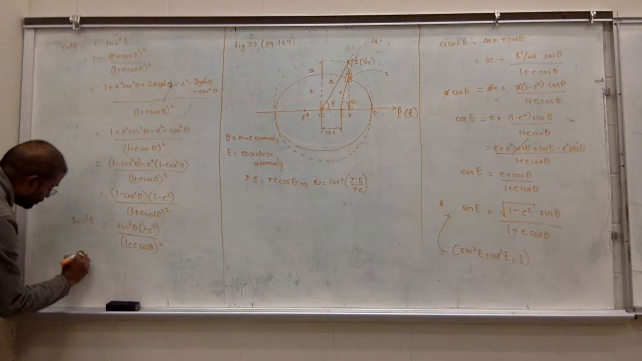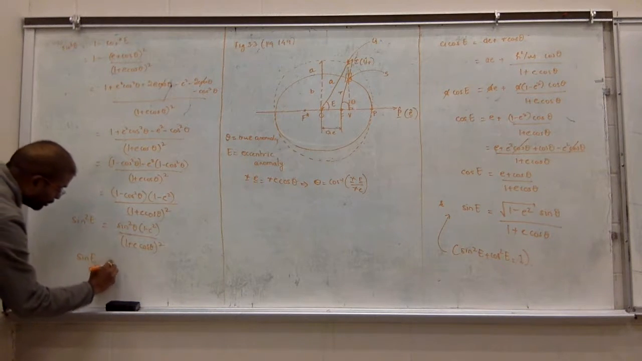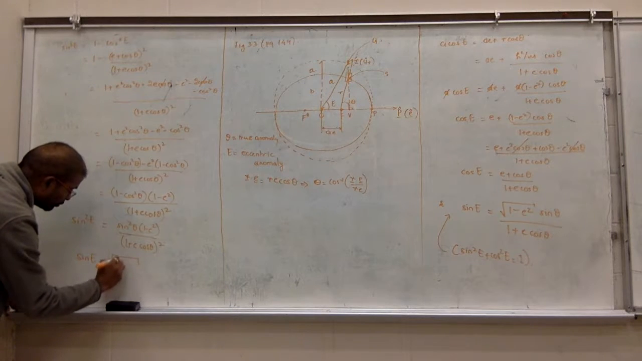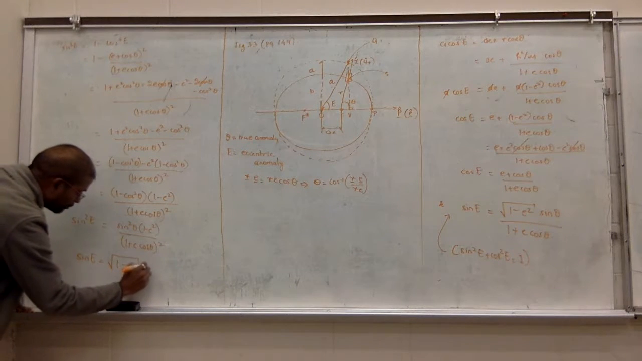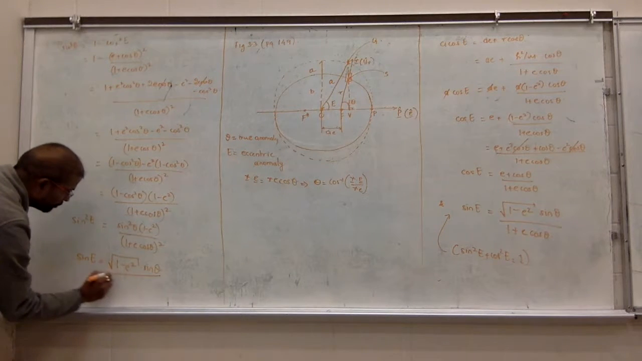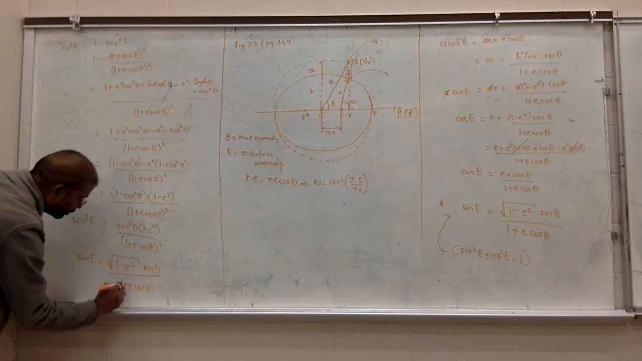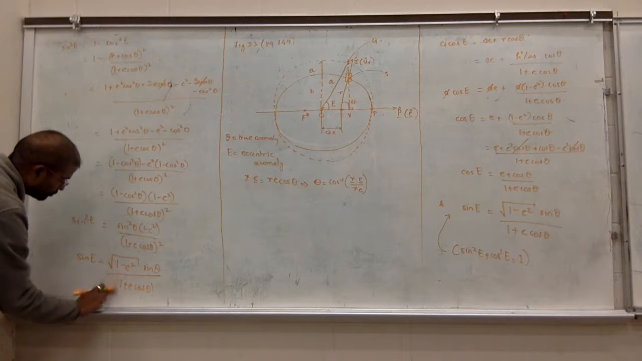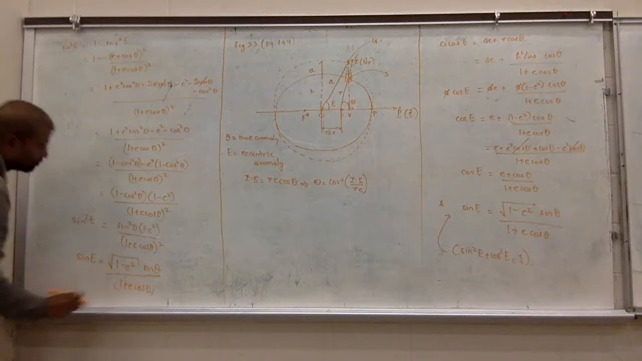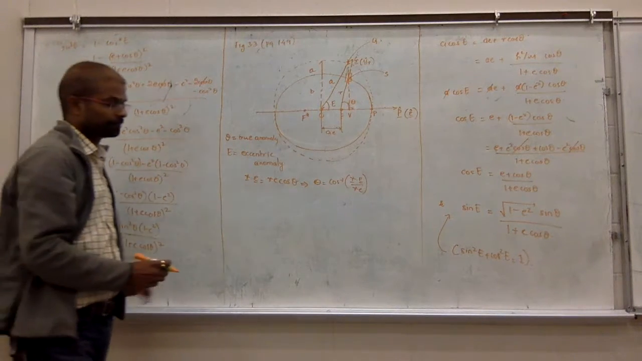So now sine E would be the square root of all of this. So it will be square root of 1 minus e square, sine theta, divided by 1 plus e cosine theta. So that's how I got that. Okay.